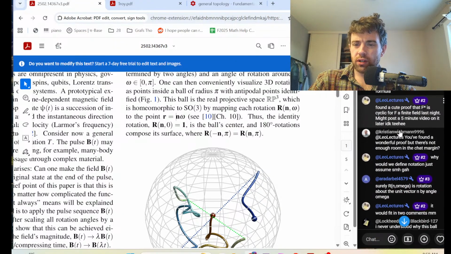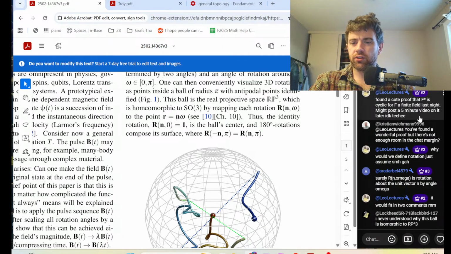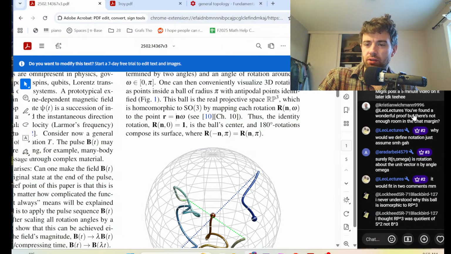Found a cute proof that F star is cyclic for a finite field last night. Might post a 5-minute video on it. You should do it.